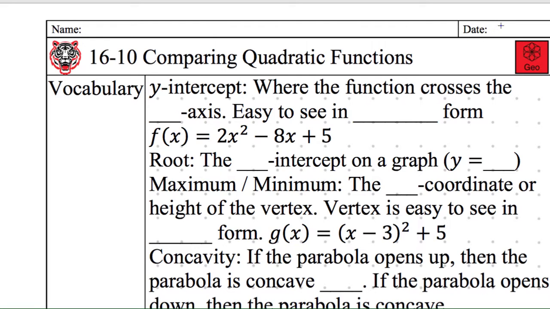So today's date is Friday, May 10th, 2019.